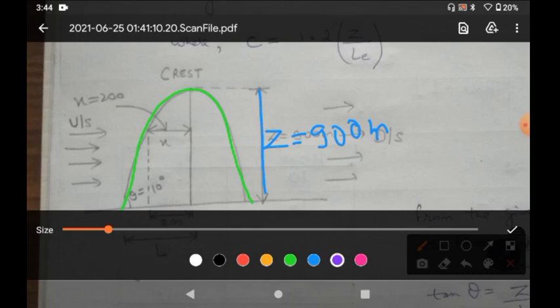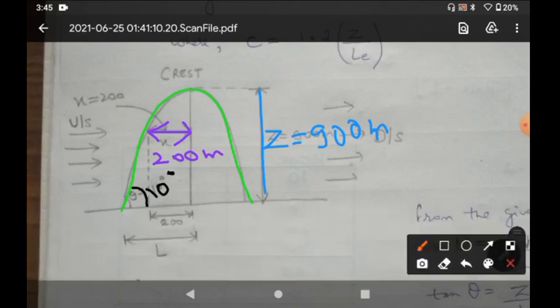Now the distance of the hill from the crest is given, that is 200 meter. The angle is given to us, that is 10 degree. It is already given in the question. Now what we are going to do here is, let me just draw this again for you.